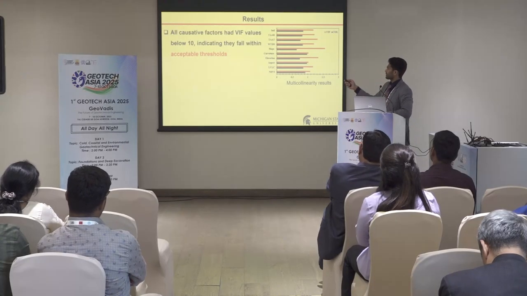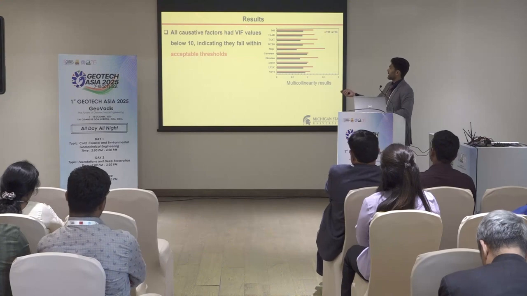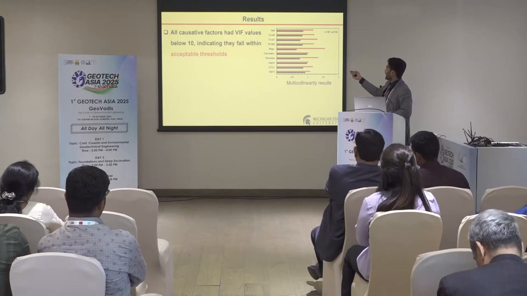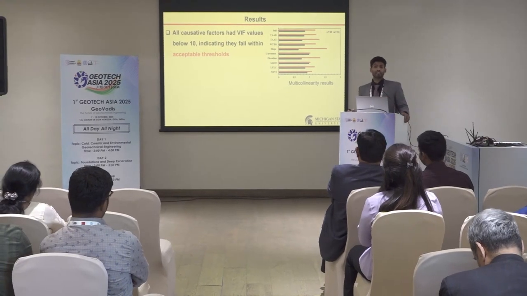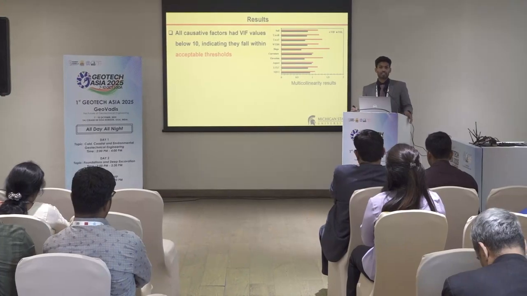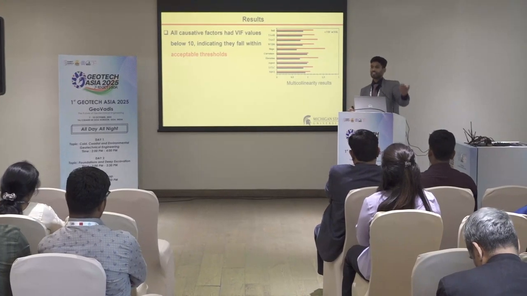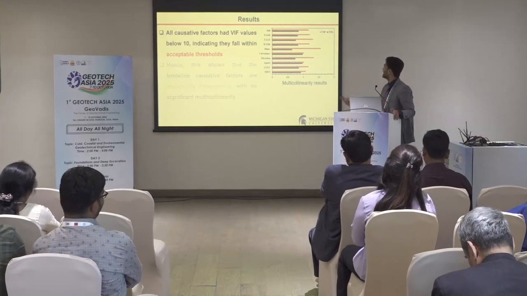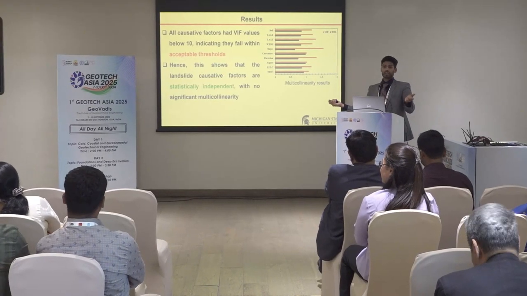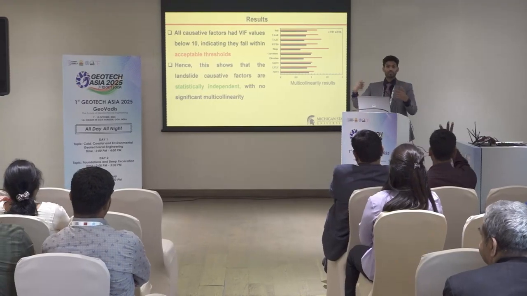But let me show the first result, which is the multicollinearity analysis. If you see all these causative factors, the VIF is less than around 1.5. What was the number that we discussed so that they are considered to be independent? Very good, 10. You guys are my star performers in the class. So they are independent. Again, in the future we plan to use more.